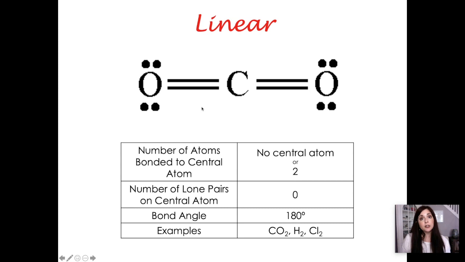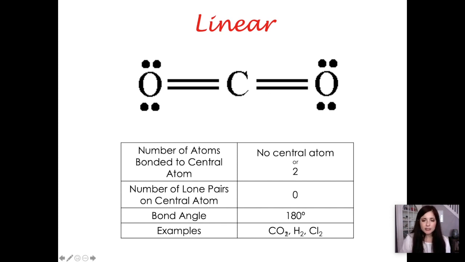This is an example of a linear molecule. If I have carbon right here in the center, the number of atoms bonded to the central atom is 2, and it doesn't matter that they're double bonds. This carbon has no lone pairs. Because of that, this is a linear shape, a straight line. The bond angle is 180 degrees, because it is a straight line. These electrons here and these electrons here want to be as far apart from one another as they can, which means it's a straight line.